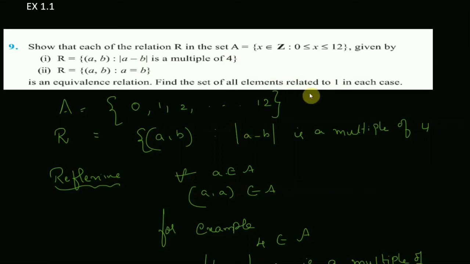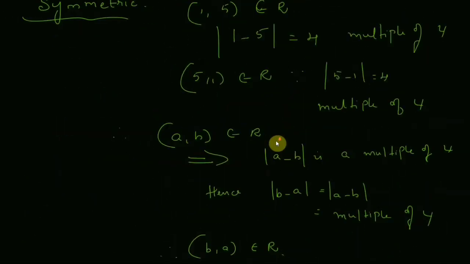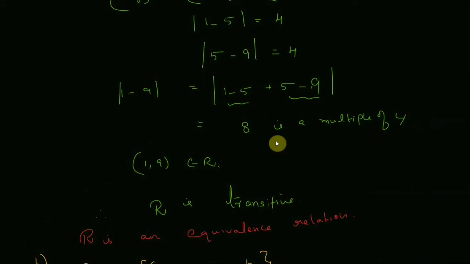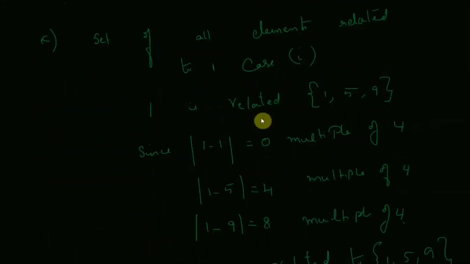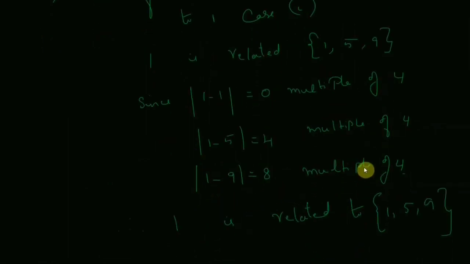1 is related to 9. Modulus of 1 minus 9 is 8. 8 is a multiple of 4. That means 1 is related to 1, 5 and 9. So 1 is related to 1, 5, 9 for case 1. Okay, because 1 minus 1 is a multiple of 4. 1 minus 5 is a multiple of 4. 1 minus 9 is a multiple of 4. So that is case 1.